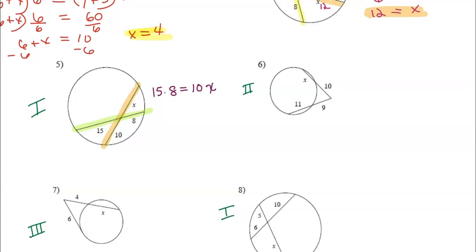Okay, so 15 times 8, what is that? You should be saying 120. So this is 120, has to equal 10x. Divide both sides by 10. 12 equals x, and that's our answer.